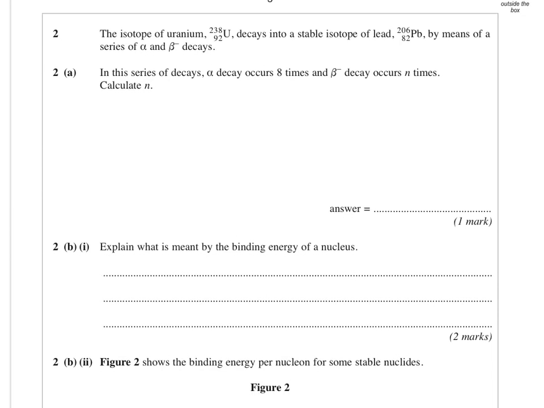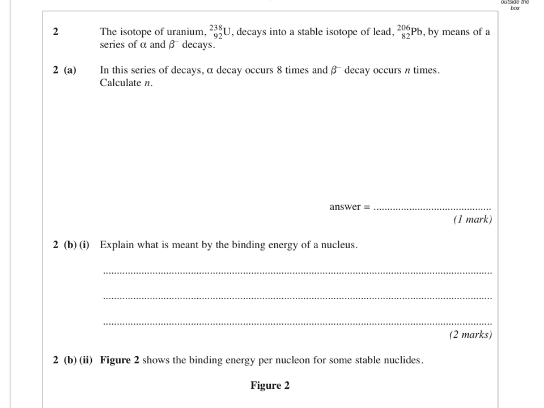Alrighty. So we're now moving on to some radiation. So we've got a uranium-238 isotope, and it decays into 206 by means of alpha and beta minus. We've got 8 alpha decays, and we want to work out how many beta decays. So 8 times 4, 2 means you're going to end up changing the nucleon number by 32, and we're going to end up changing the proton number by minus 16.